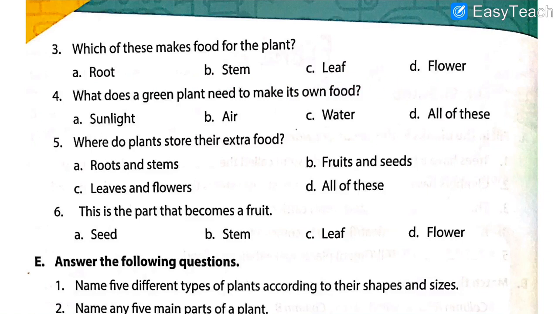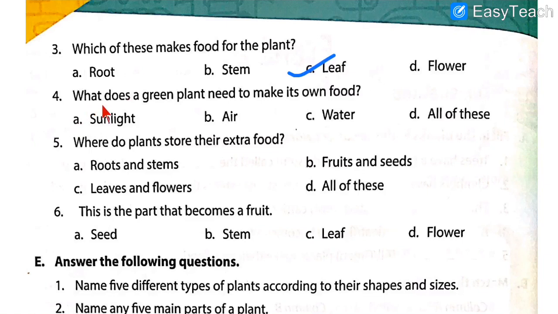So that green color part which makes the food for the plant, that is leaf. Leaf makes food for the plant. So you have to write the correct option, that is option number C again is the correct option. Which part makes food for the plant? The green part that makes the food for the plant is leaf.